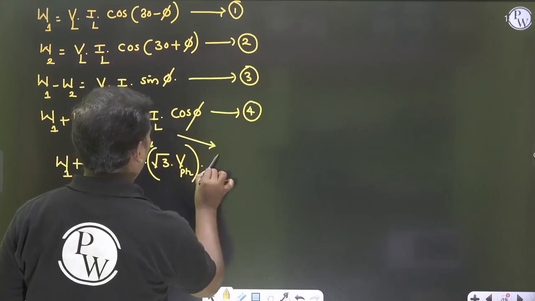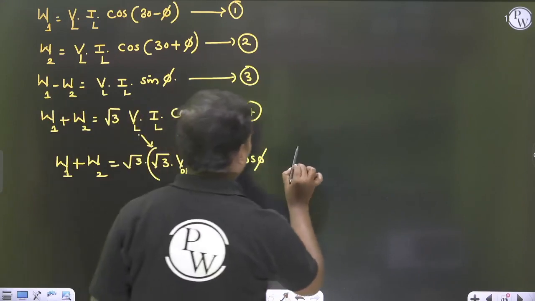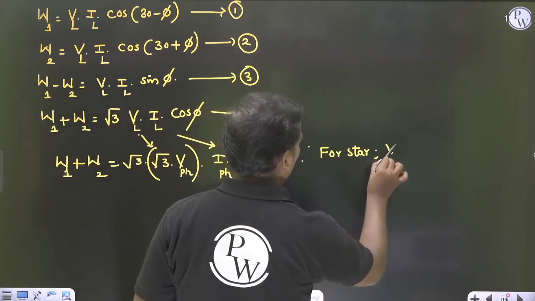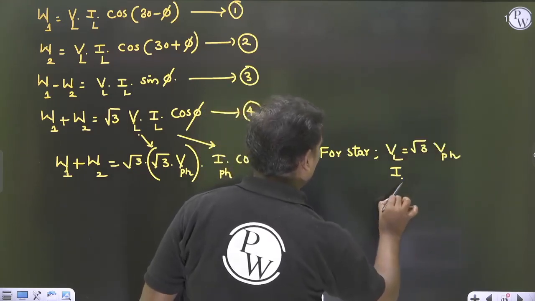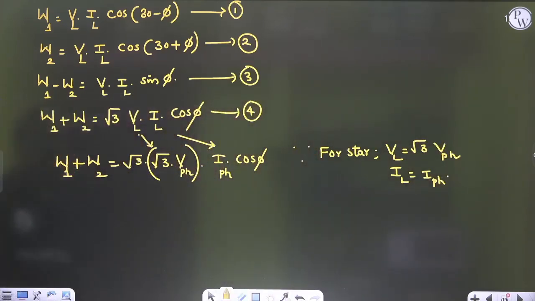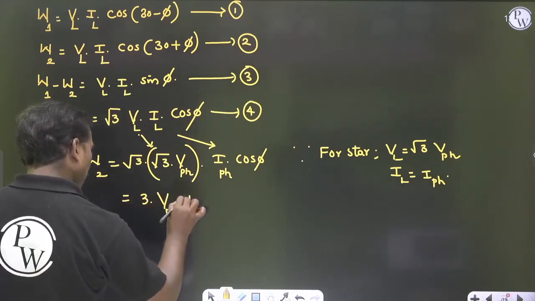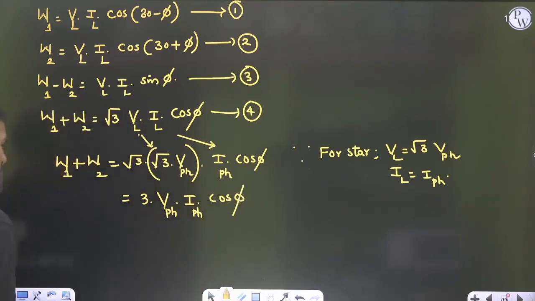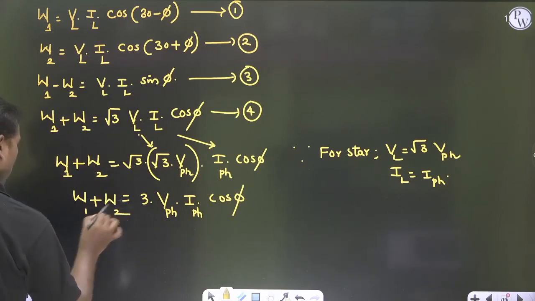IL is equal to IPH cos phi. So for star model, VL is equal to root 3 VPH, IL is equal to IPH is the answer, right? So now root 3 VPH IPH cos phi. So this is what we call as W1 plus W2 reading.